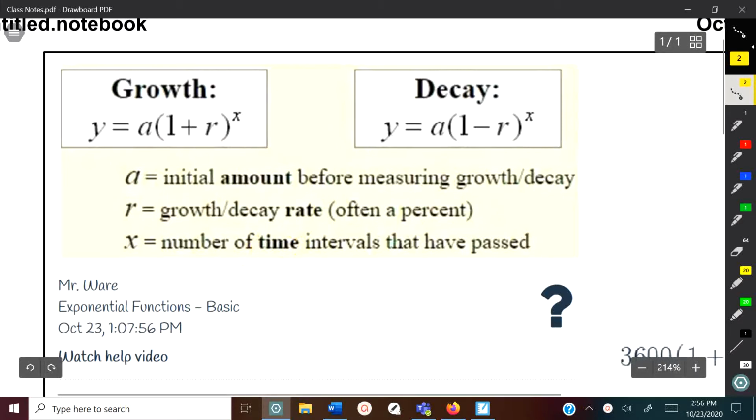Now, what you want to do is get these three elements out of your word problem and figure out, is it going up or is it going down? If it's going up, you want to use the growth, and if it's going down, you want to use decay. So let's take a look at the first example.